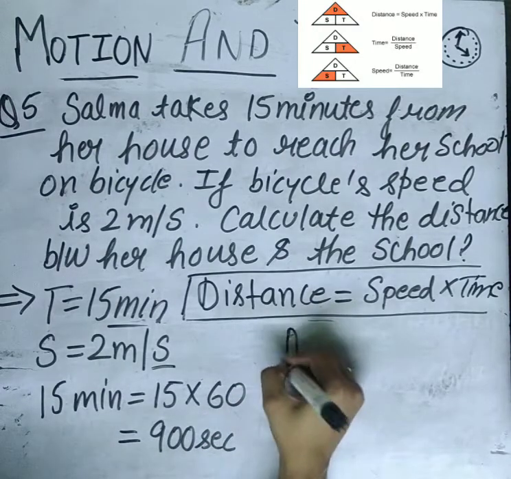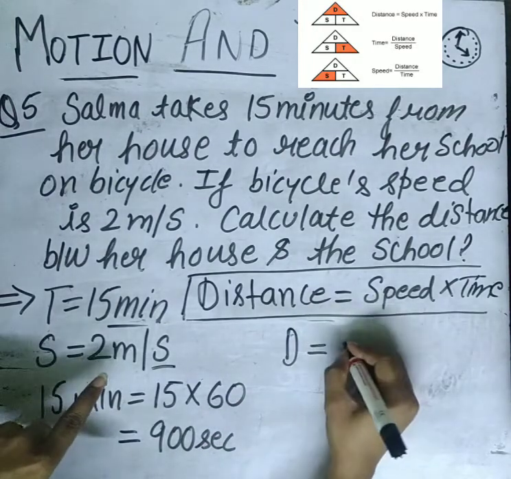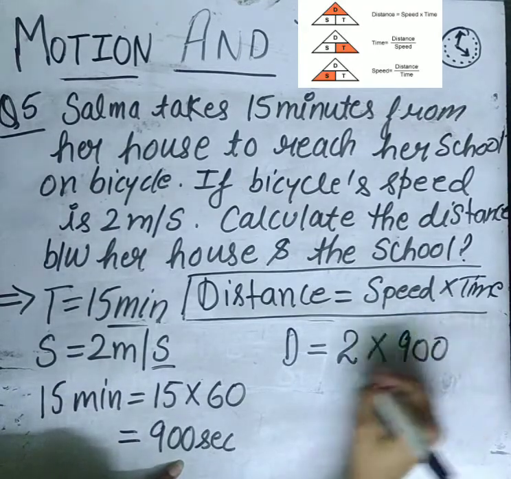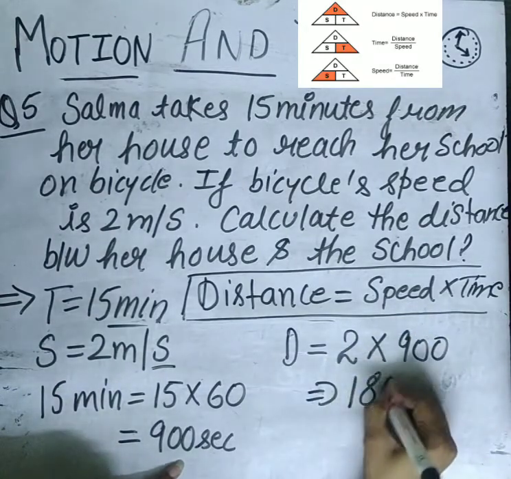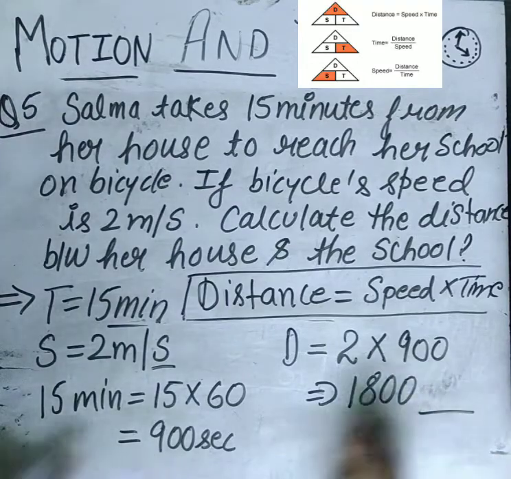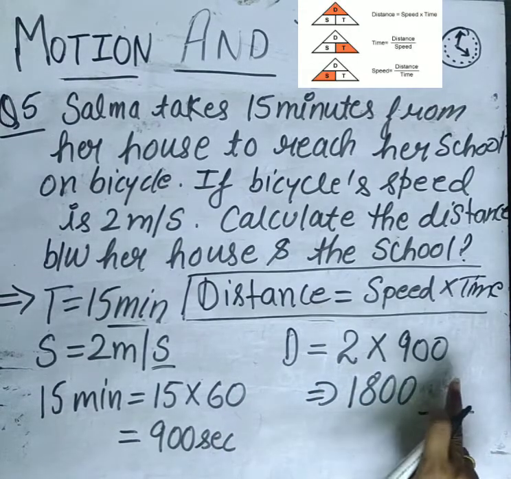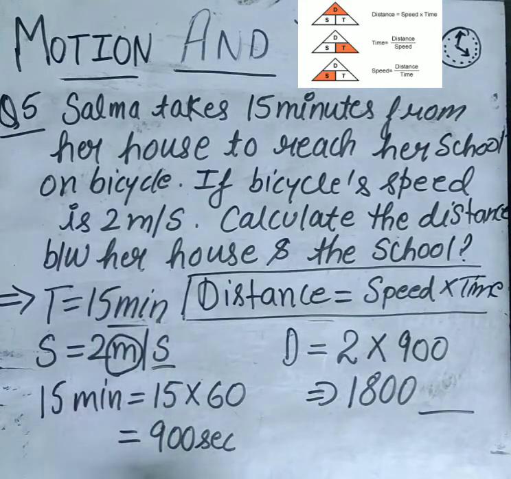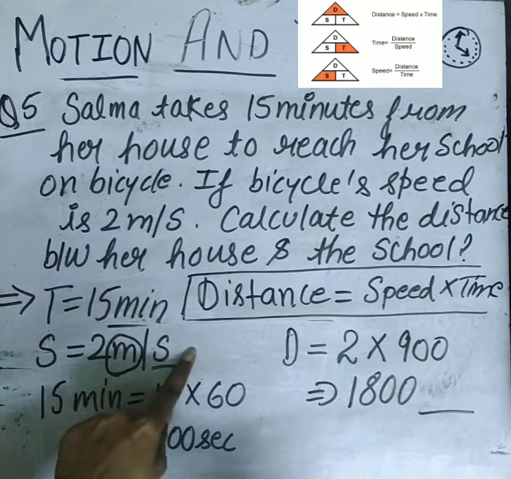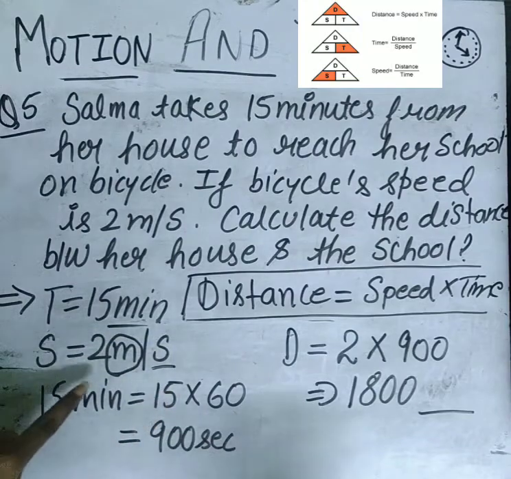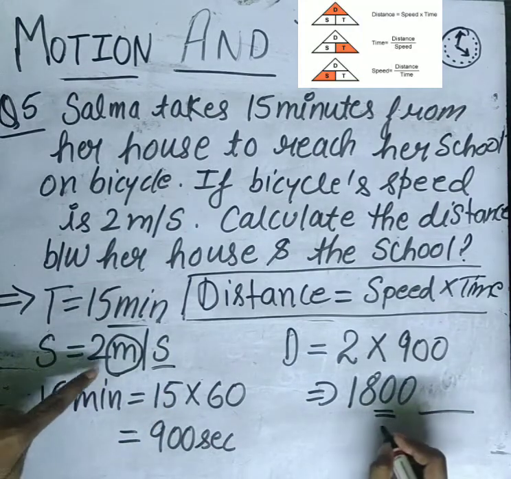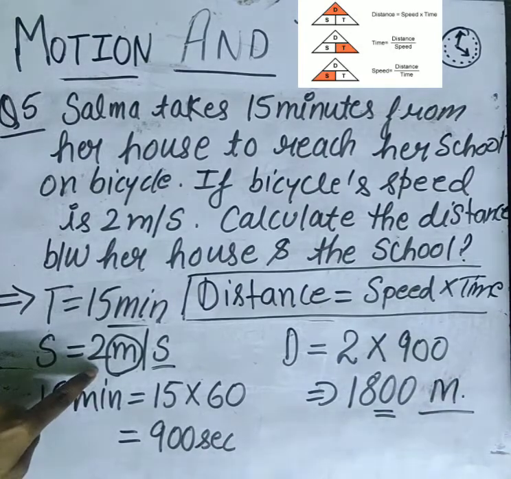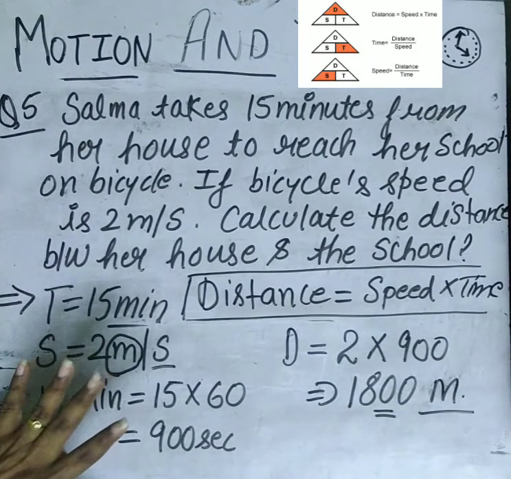So this will become distance is equal to speed, which is 2, and time, which is now 900. So this would come as 1800. Now the question arises: what will be the unit of this distance? Meter is given here, and we have also converted our time from minutes to seconds. That means the unit of distance here should be meter. So this would be 1800 meters.